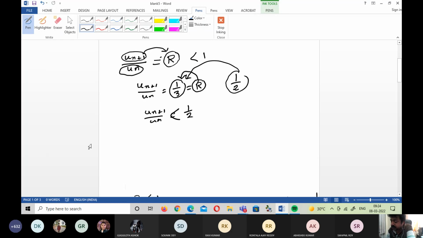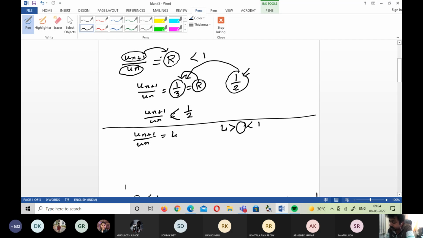Now, applying this concept, you can easily prove the theorem. How? That I shall show you. Suppose u(n+1)/u(n) equals L. Now consider a particular value which is greater than L but less than 1. Suppose this value is r, which is greater than L and less than 1.